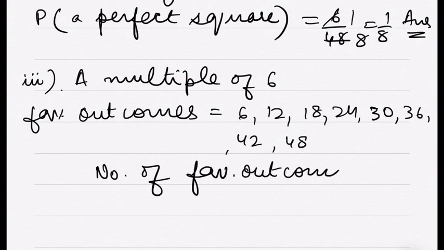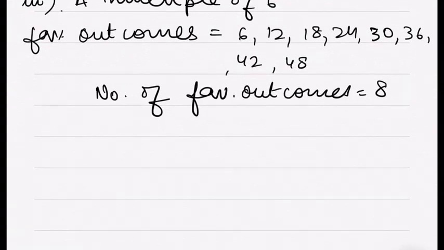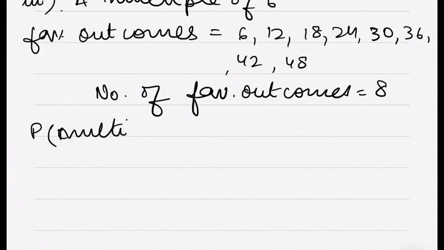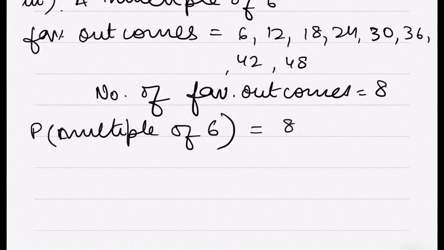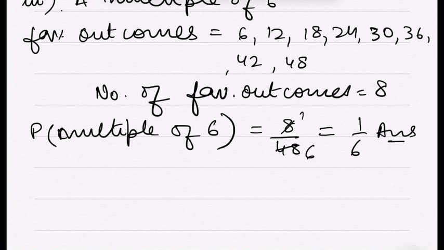Okay, so now my probability of an event. What is the event here? Multiple of 6. So this will be equal to 8, and total outcomes are 48, right? So this will be 8 ones are 8, 8 sixes are 48, so 1 by 6. That's fine, I think.